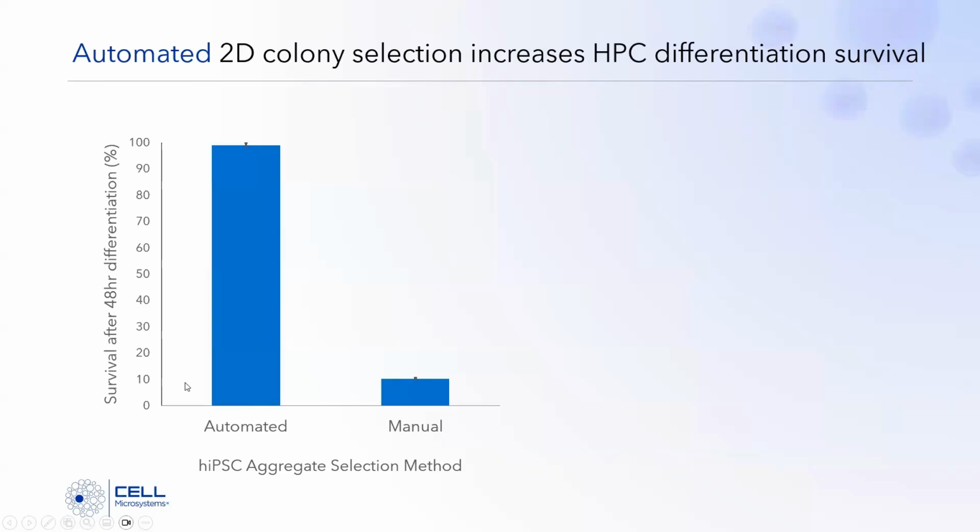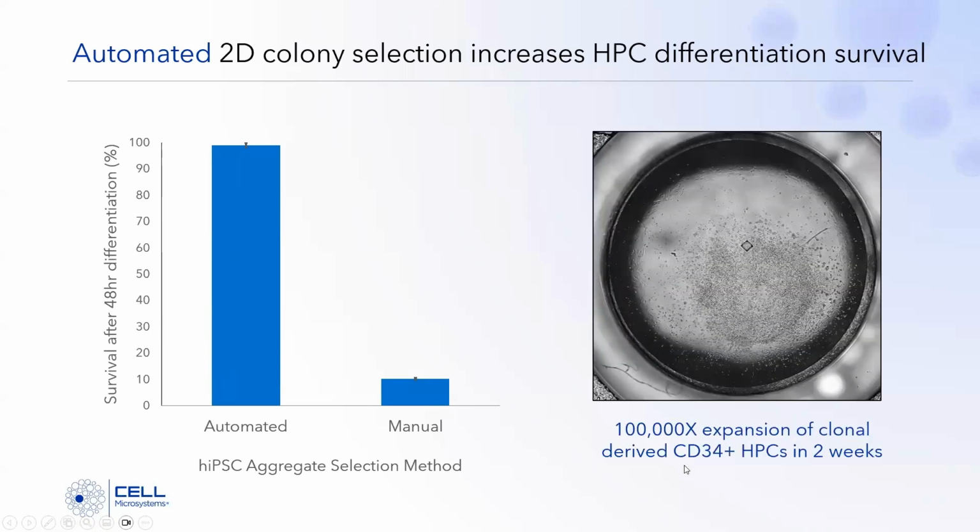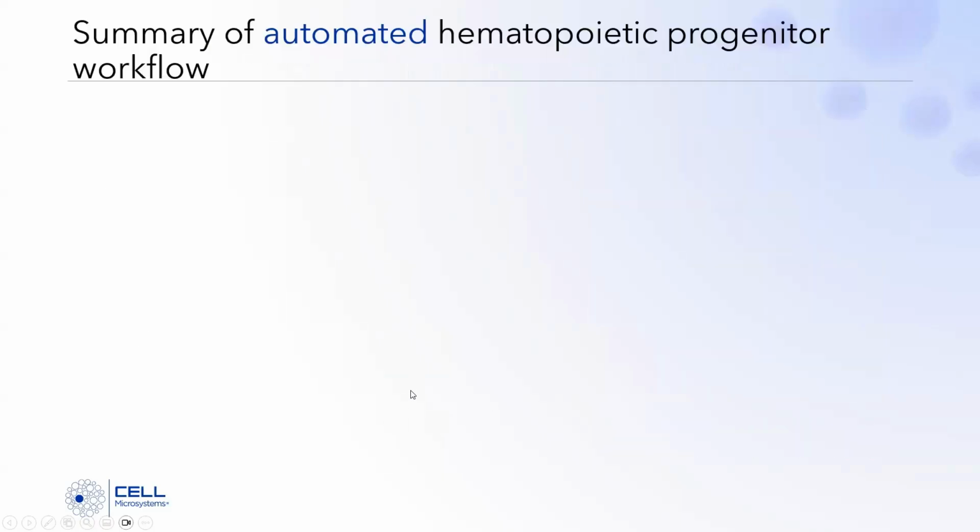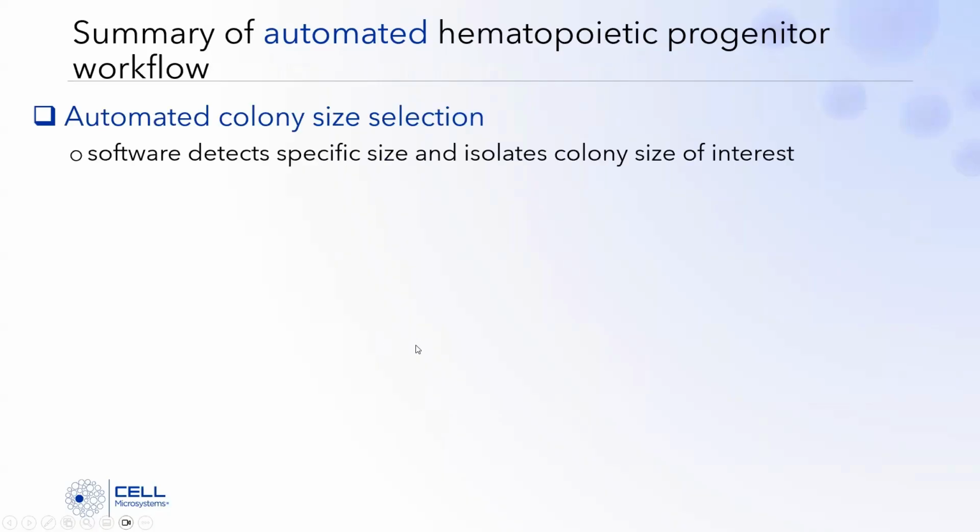You can see what that looks like here in terms of quantitation. Using the automated method, 48 hours post-transfer, we had 100% survival of the colonies that were transferred, compared to only about 10% in the manual method. And in only 2 weeks, we were able to achieve an over 100,000 times expansion of clonally derived CD34 positive HPCs. So to summarize the hematopoietic progenitor workflow, we are able to do automated colony size selection. We can use our software to detect specific sizes and only isolate colonies of interest.